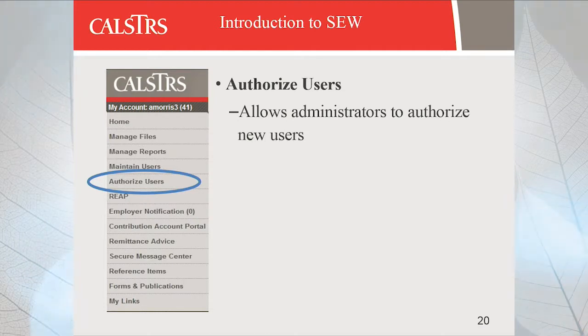Authorize users. So this is for those administrators within your areas. This is where they would go at the end of the cycle. Say that they would give somebody access, they would do what they need to do on that end, and at the end of it, once it's gone through CalSTRS and been approved, they would go here and authorize the user to have access to SO.